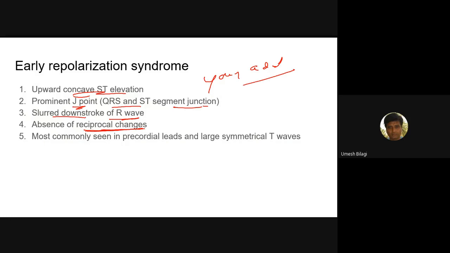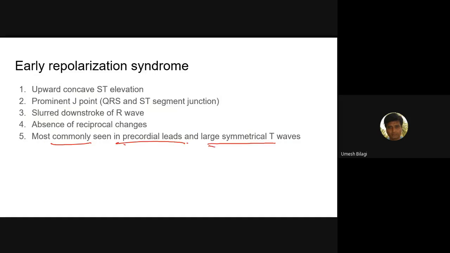If you have ST elevation in the anterior wall, you get reciprocal changes in the inferior wall. That happens in STEMI. But in this case, you are seeing ST elevation everywhere. So reciprocal changes are absent here. Most commonly seen in pericarditis, with large symmetrical T waves. Usually, I told you the T waves are like this. But in this syndrome, they are symmetrical.